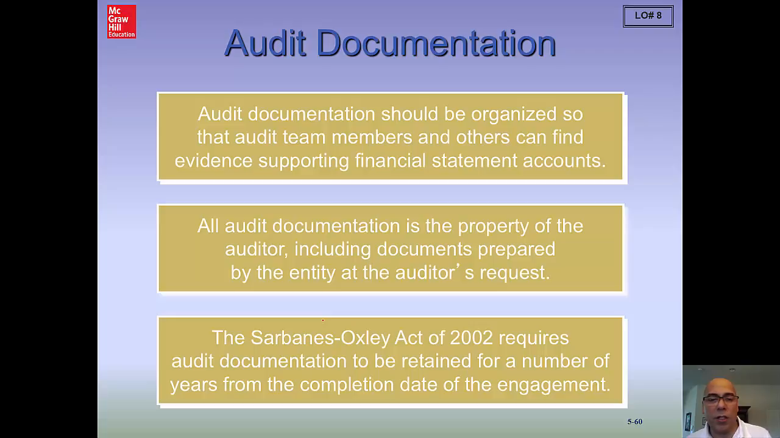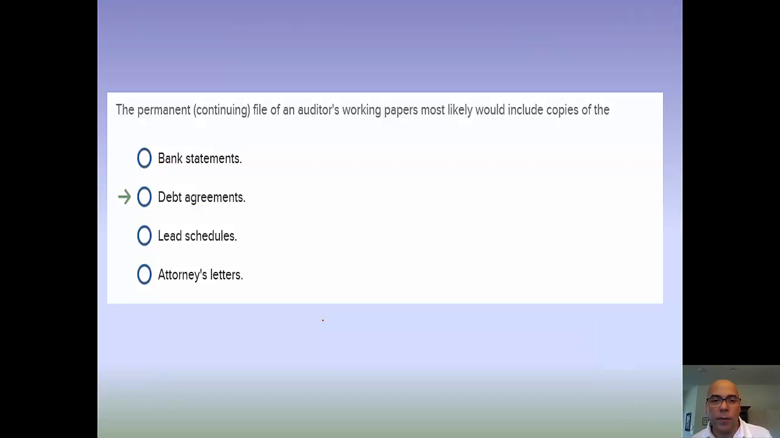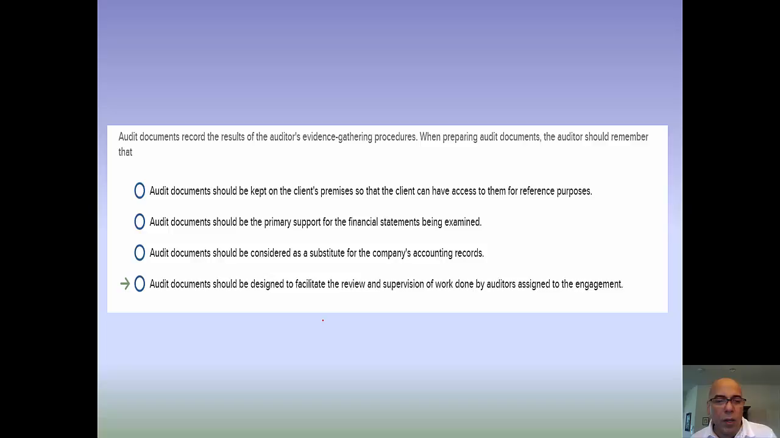Okay. Okay, let's take a look at a couple questions about our audit documents. Permanent files are those that are of a long-term nature. Okay, for example, debt agreements. These other things, you would get these every year, and so they're going to be in the current file. Okay, audit documentation records the results of the auditor's evidence gathered procedures. When preparing audit documents, the auditor should remember that it's designed to facilitate the review of an experienced auditor. Okay, expectation is that an experienced auditor can come in and review, and the work paper should facilitate that.